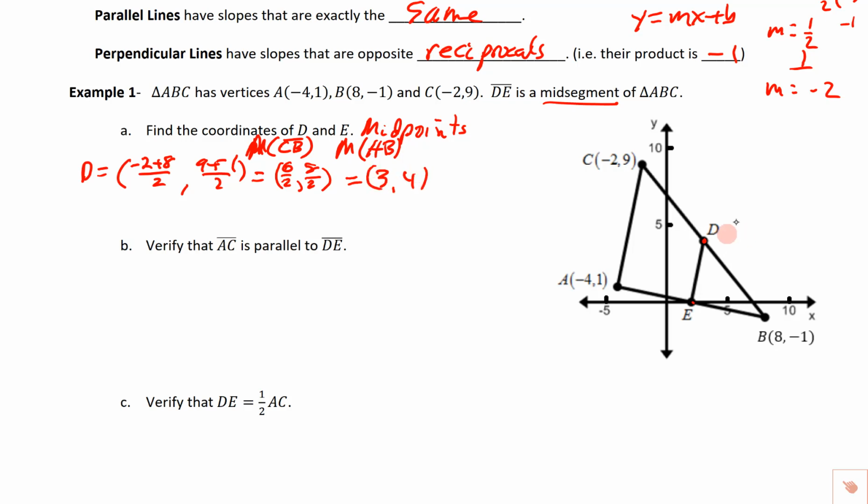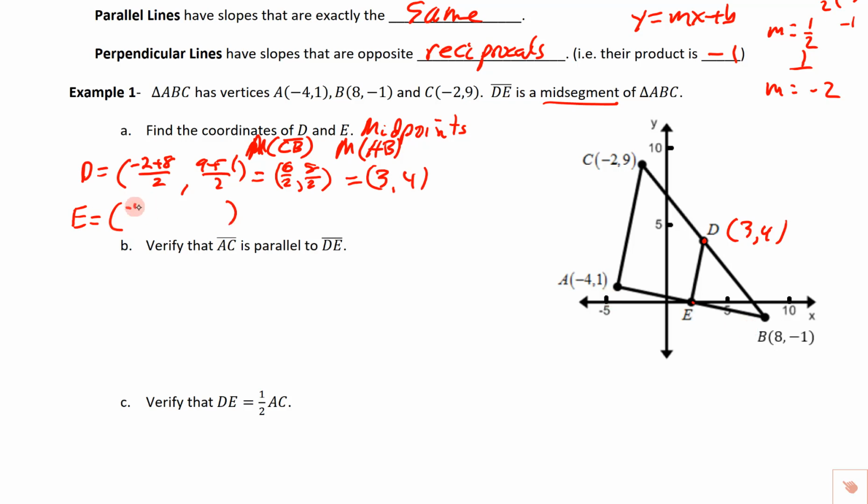Okay. Yeah. So over here, we're going to label this as 3, 4, because it's usually nice, if you're looking at the diagram, to have all the information on the diagram. So they did us a favor by labeling A, B, and C, so we don't have to look up at the original problem. And then we're going to find E.